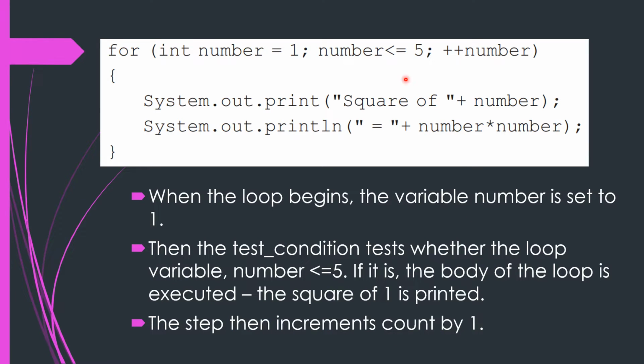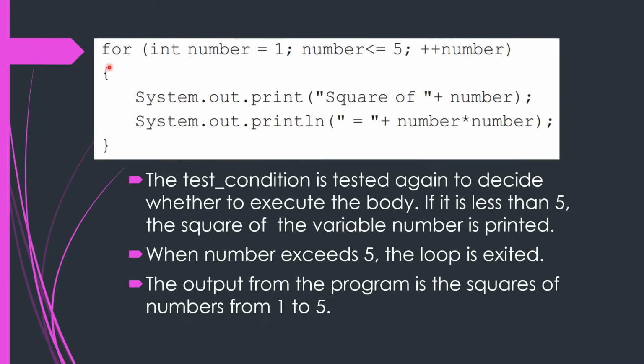As I told you, after testing the condition and executing, the change counter step takes place. That means the value of the counter is changed. So for changing the value, we have used this statement, plus plus number. What will it do? It will increment the count by 1. Here the test condition is tested again to decide whether to execute the body. If it is less than 5, the square of the variable number is printed.